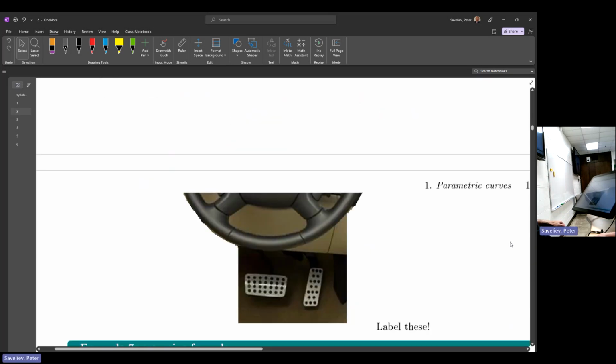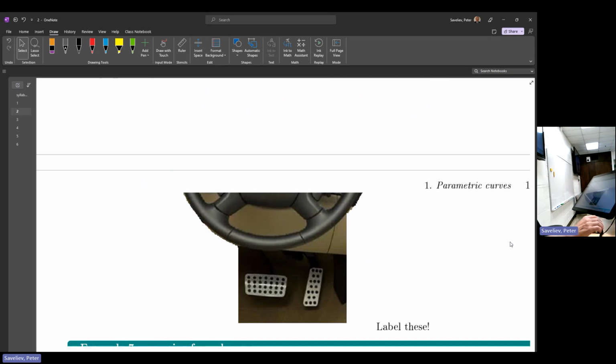Okay, I remember now. Anybody seen this meme before? Anybody seen this meme before? Label these things.